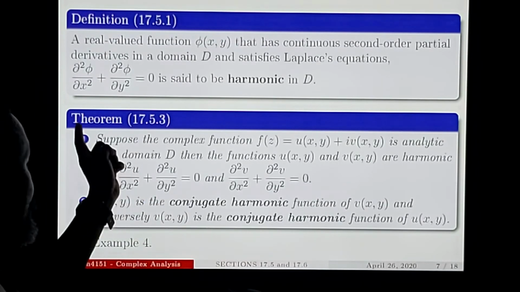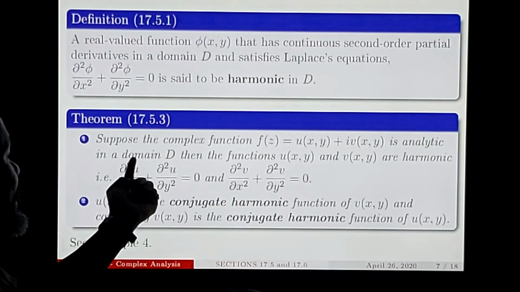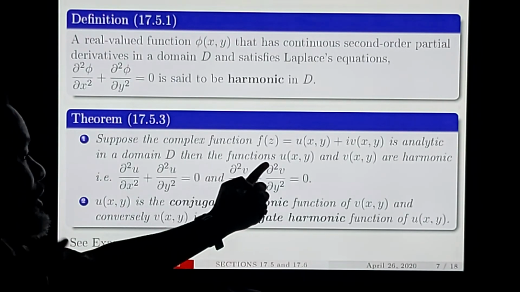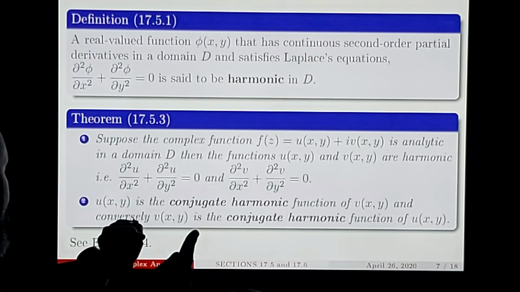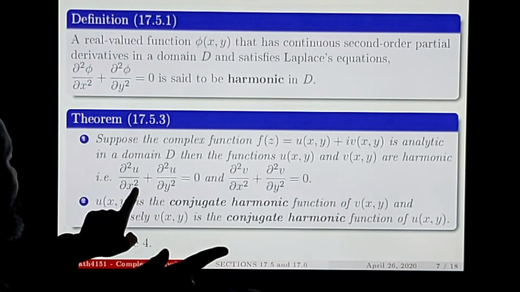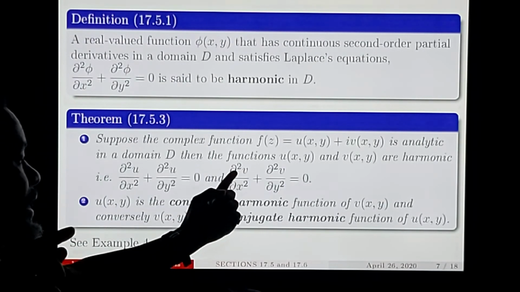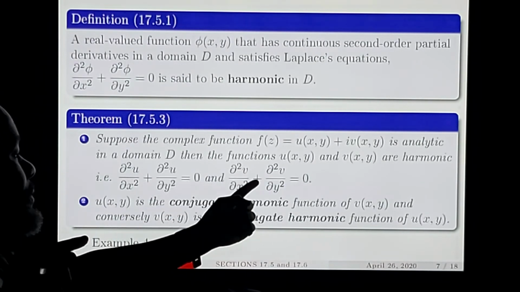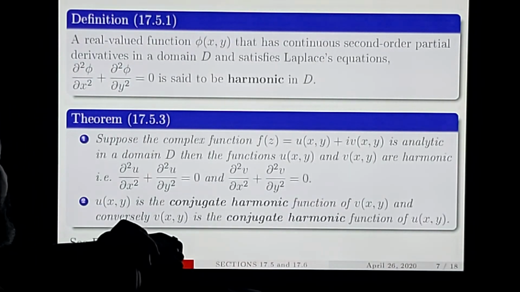Theorem 17.53 says that suppose the complex function f of z equals u plus iv is analytic in a domain D. Then the continuous functions u and v are harmonic. That is, you take the second partial derivative of u with respect to x, the second partial derivative of u with respect to y, you add up, you get 0, and del 2 v del x squared plus del 2 v del y squared is 0. That's one. Then the next thing to say is, they are harmonic, provided these are continuous.